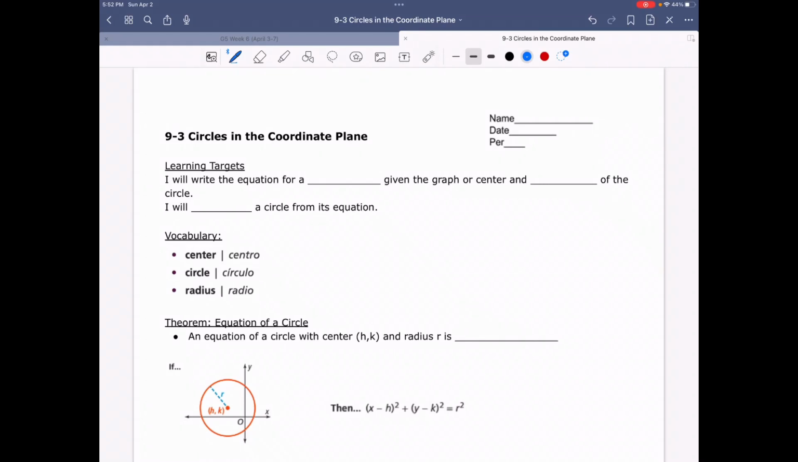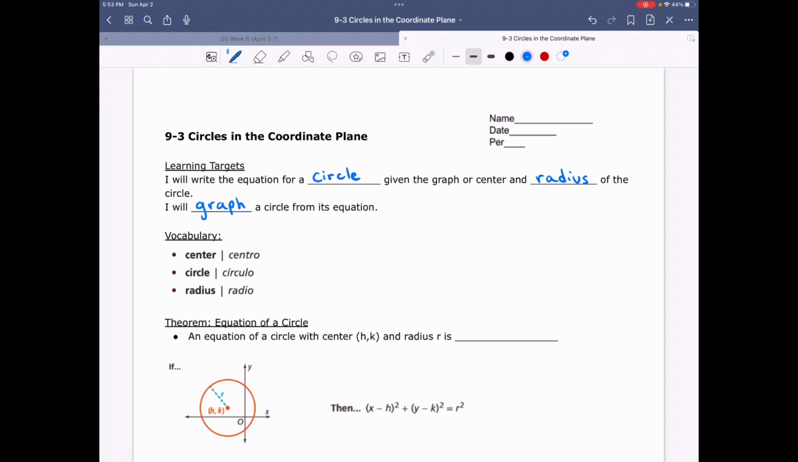Hello, geometry students. Today we are learning lesson 9-3, circles in the coordinate plane. Our learning targets are: I will write the equation for a circle given the graph or the center and the radius of the circle, and I will graph a circle from its equation.